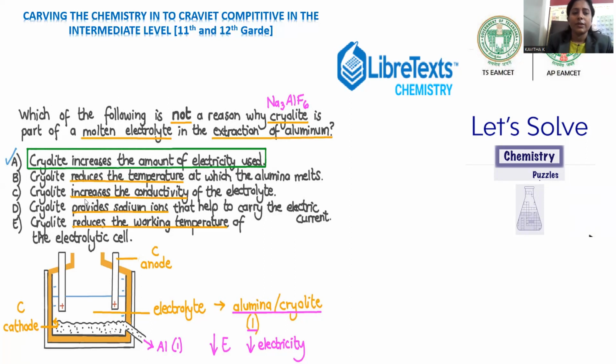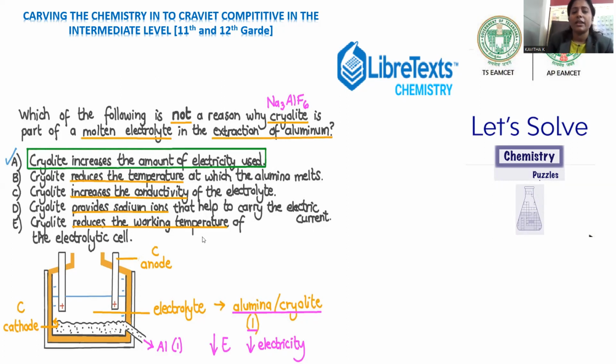In addition to this, cryolite increases the conductivity. Being an ionic compound, the electrical conductivity of the electrolyte also rises. Cryolite provides the sodium ions that help to carry the electric current. Sodium ions have a higher tendency to pass the electricity, no? Being a metal, we can say higher conductivity, so that the conduction property got raised.